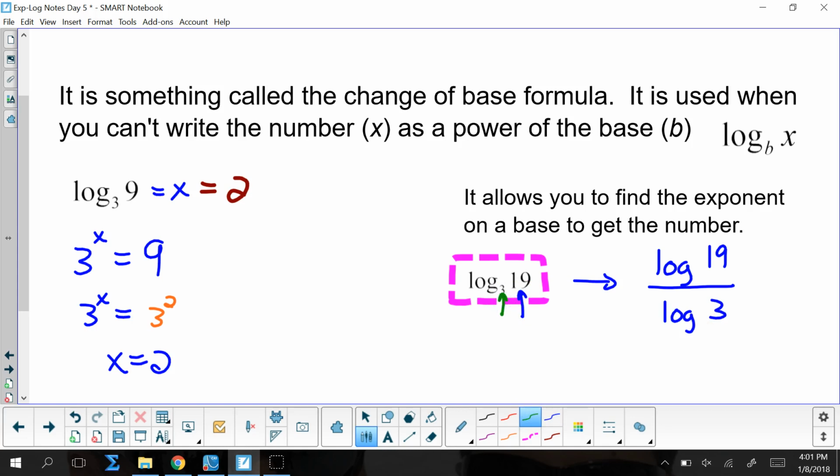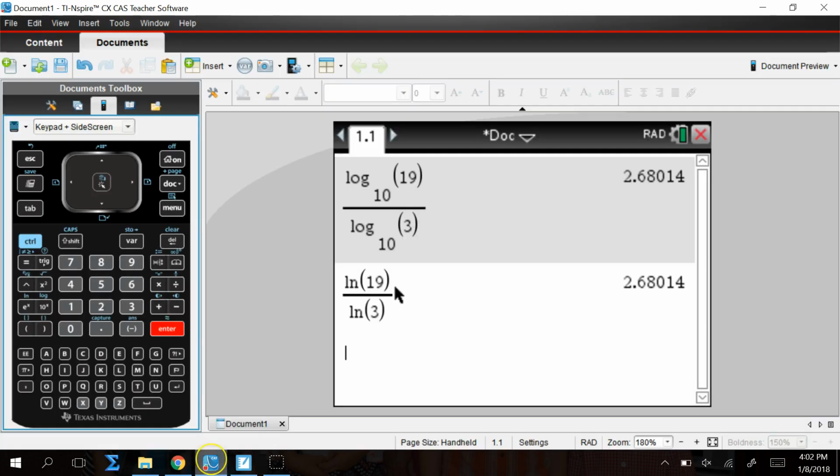Okay? Or if I'm not a fan of log base 10, that's going to be the same as the natural log of 19 over the natural log of 3. And the cool thing is no matter how I do it, as long as I stay consistent, common log divided by common log, natural log divided by natural log, I will get the exact same answer. So the log base 3 of 19 is equal to 2.68014.